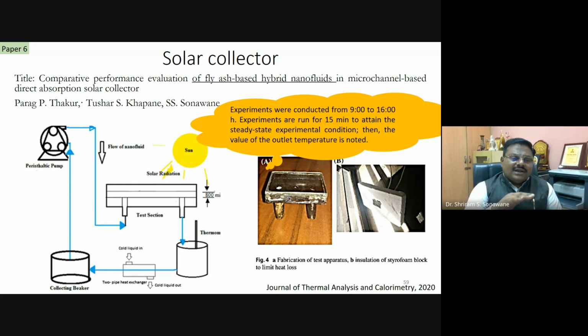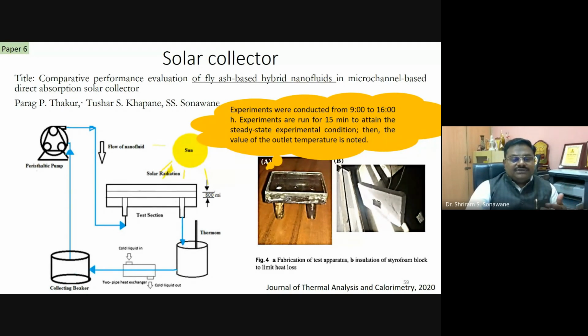So we have created one glass at the top, and we have exposed it to solar radiation. It accepts the radiation, gets heated, and we have inserted a thermometer at the end. We have seen that there is substantial heat transfer. Here there is a possibility to have more microchannels for good heat transfer into the system. This B is an insulation of styrofoam block to limit the heat loss. Whatever heat loss would be there inside the system is resisted by this insulation created with this assembly.